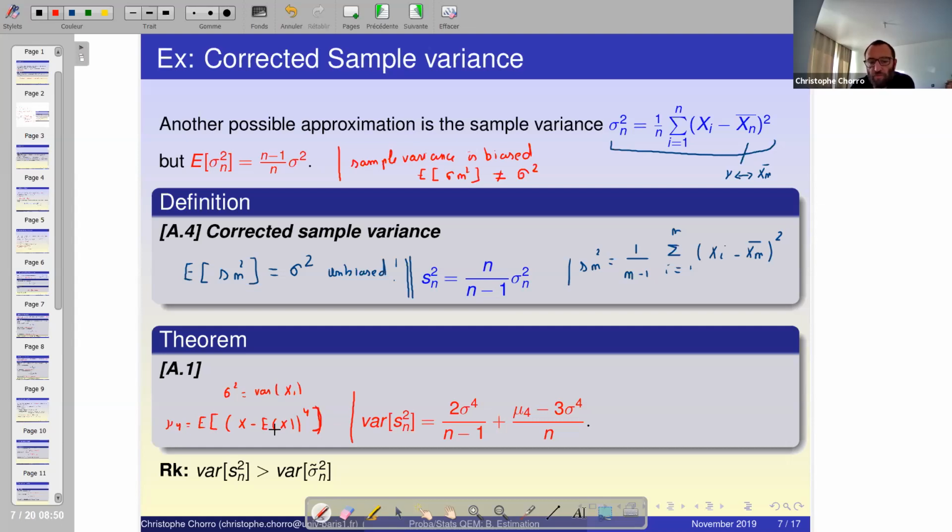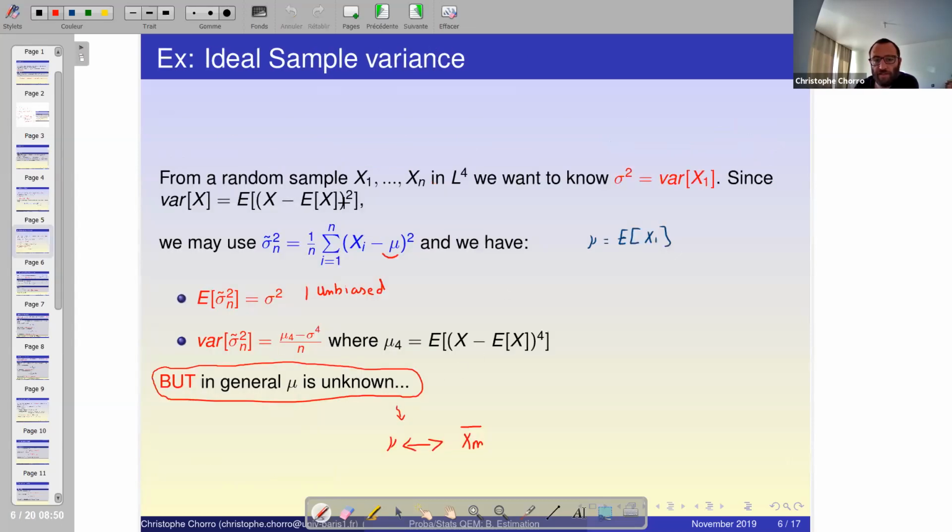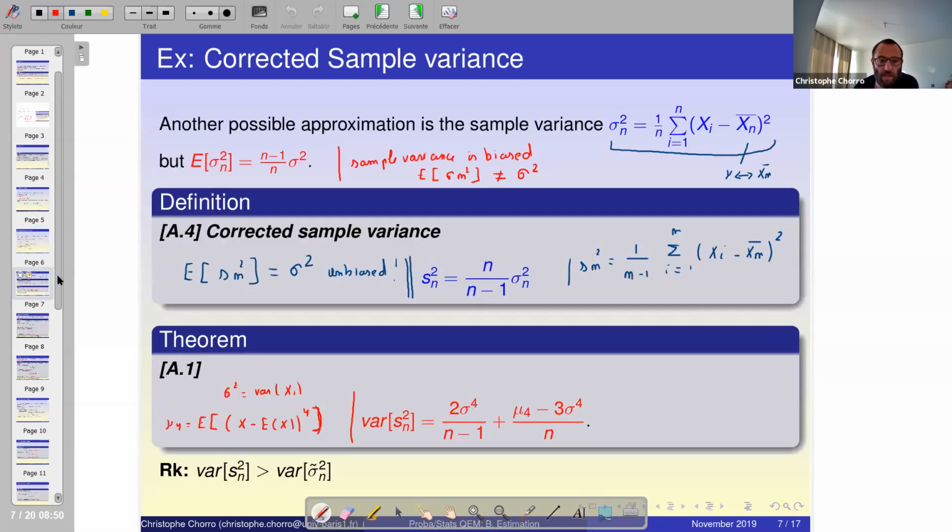And what we have proved together is that, if you have a look at the variance, I have two unbiased estimators. The ideal one, that is the ideal sample variance, but that necessitates the knowledge of mu here. And a more practical one, that is the corrected sample variance, defined this way. Both of them are unbiased, okay?